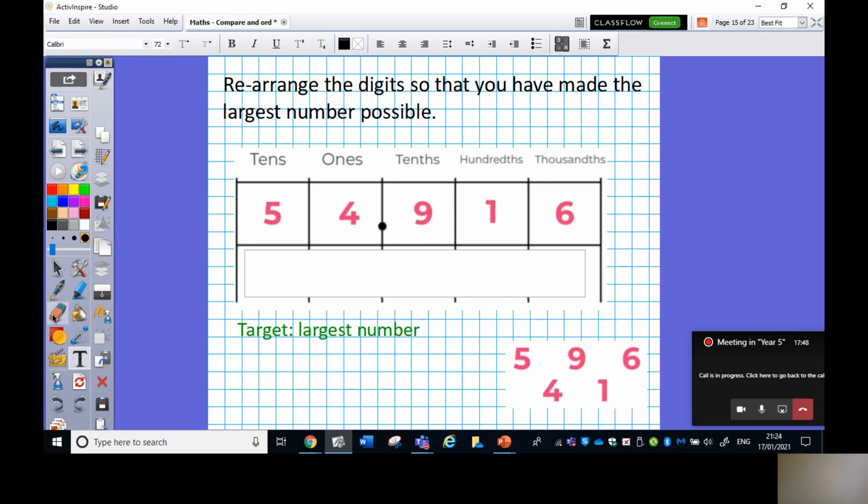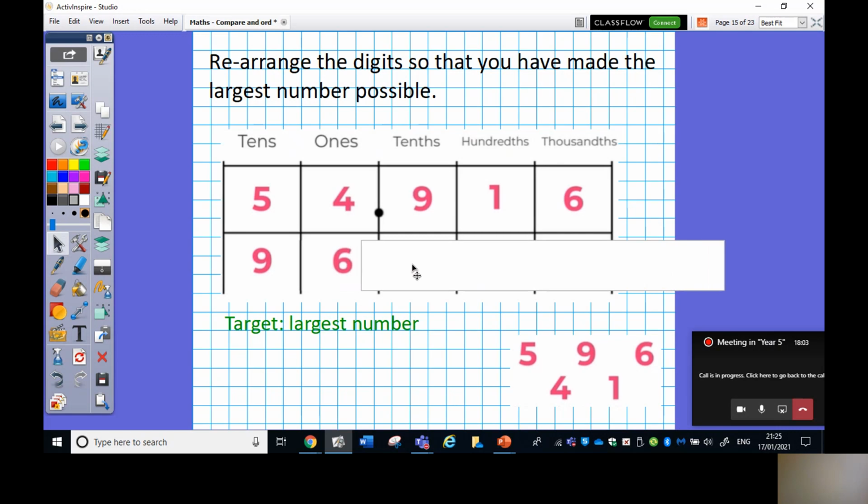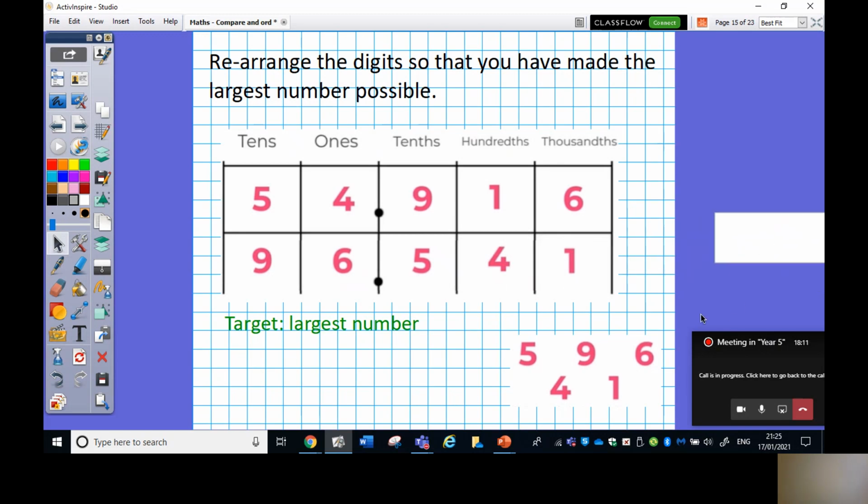Okay, welcome back. Do you think you've made the largest number? Let's take a look. So put 9, the largest of all numbers, in the place value that has the highest value. And then we have 6, 96.541. Great, good job. So now we have the largest number.